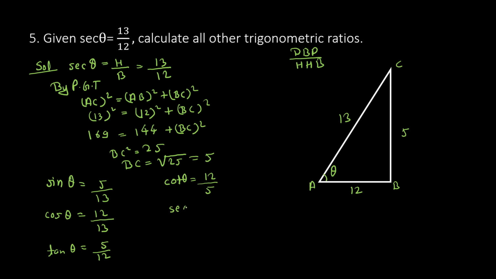Sec theta is already given, so we will not write it again. It is said all other trigonometric ratios, so we will exclude sec. So cosec theta equal to 13 by 5, which is hypotenuse upon perpendicular. Now this question has been solved. Now move to the next question.